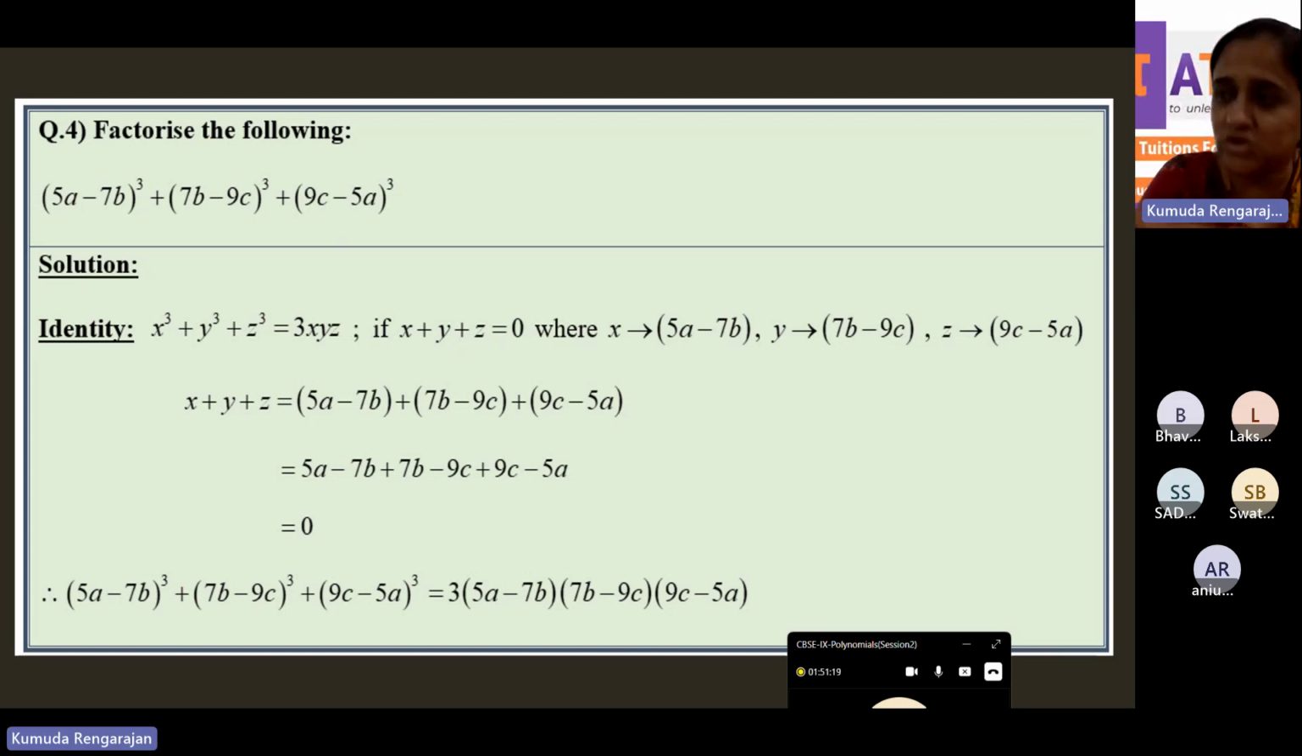And as you asked me, you should check that. You must show that it is 0, and that is why x cube plus y cube plus z cube is equal to 3xyz.